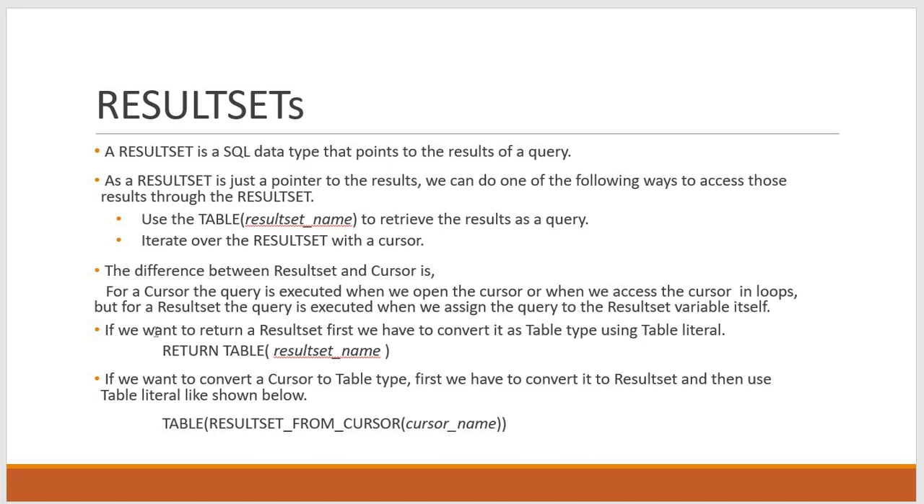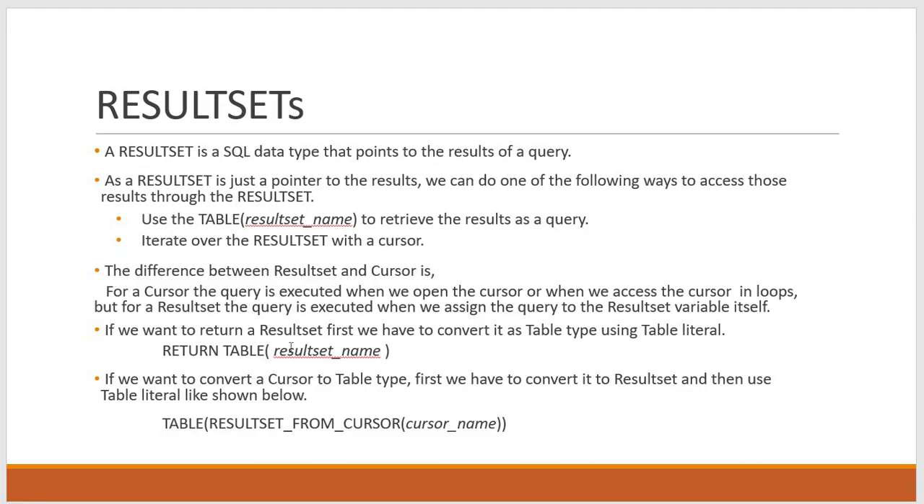If we want to return a result set, first we have to convert it to a table and then return it by using a table literal. Suppose the output of my program is a result set. That means I want to return not a single value or a single string, I want to return a table type, that means rows and columns. In that case, we cannot directly return that result set, so first we have to convert it to a table and return it.